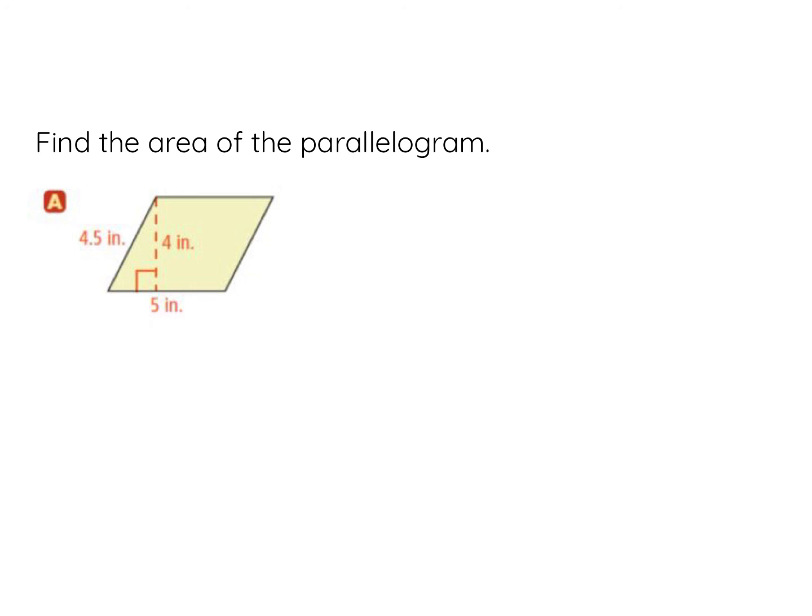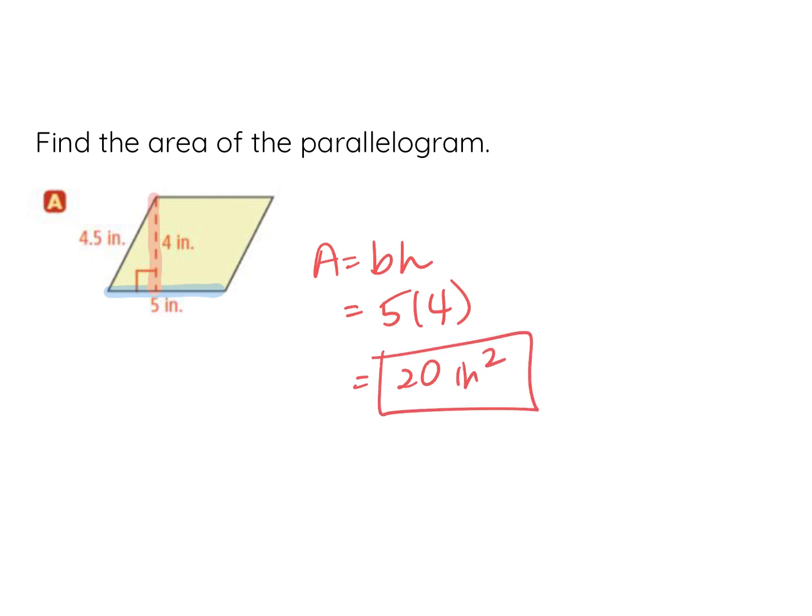All right, so let's find the area of this. So again, base and height have to be perpendicular. So here's my base. That makes this 4 my height. Okay, I would need the 4.5 maybe if I was going to find perimeter. Perimeter is the distance around a shape, but for area, we don't need that. So area is just base times height, and that would just be 5 times 4. So that is 20 square inches. Done.